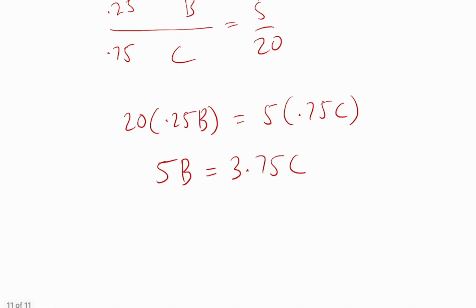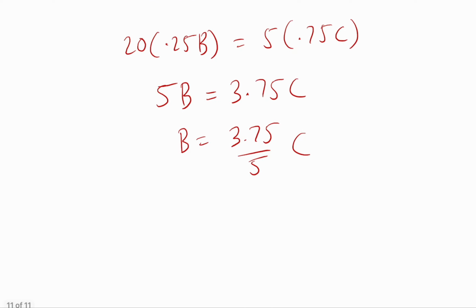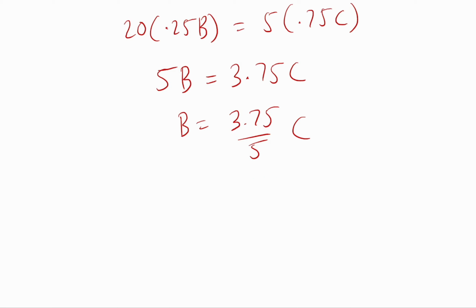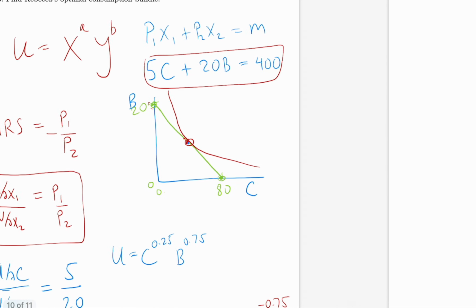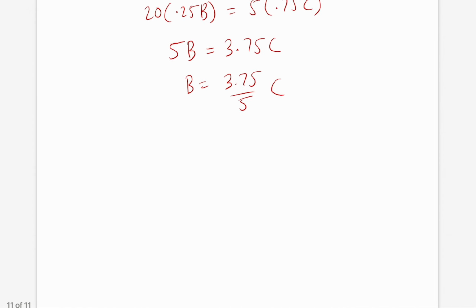All right, so we basically get some sort of ratio, setting them equal. And you could, if you wanted to, divide both sides by 5 to get b is whatever 3.75 over 5 is, times c. So we have this, and then the other thing that's true is the budget constraint, which is 5c plus 20b equals 400. So 5c plus 20b equals 400.